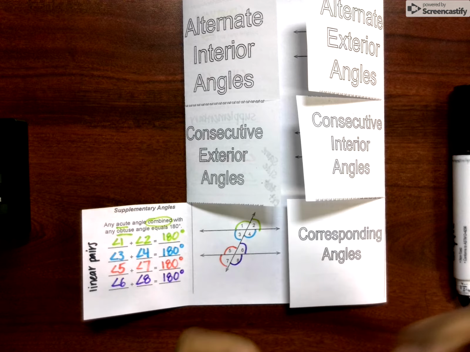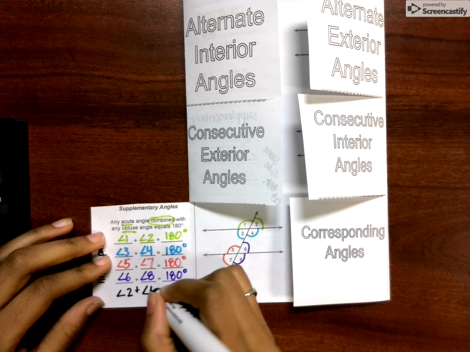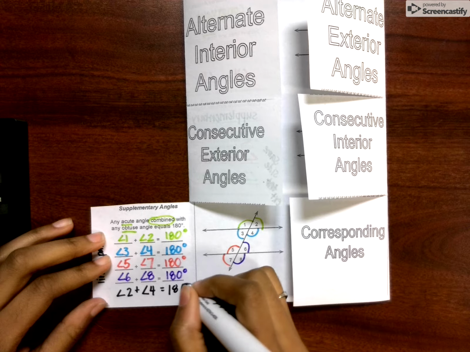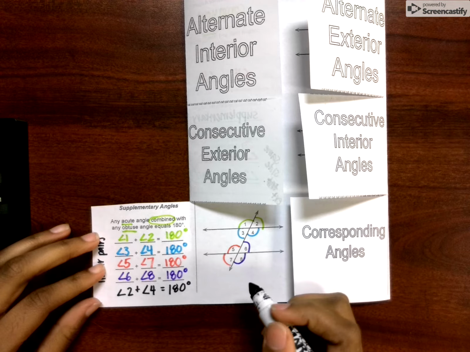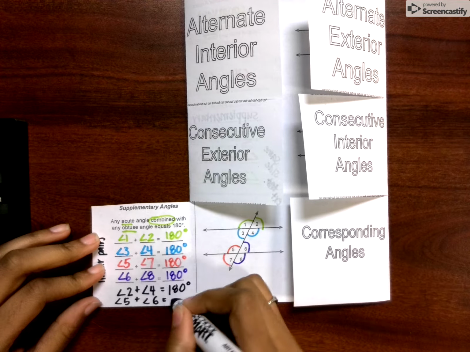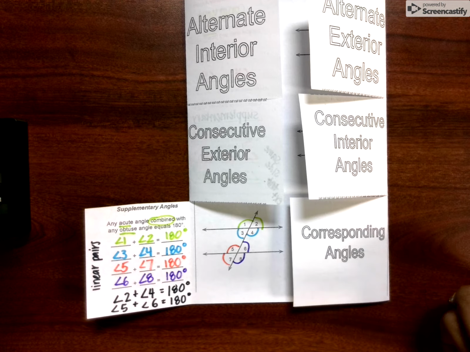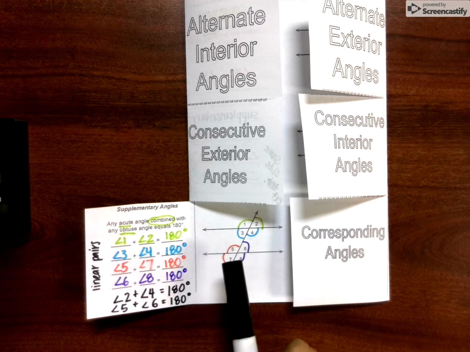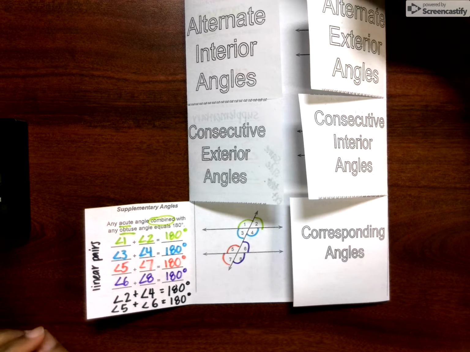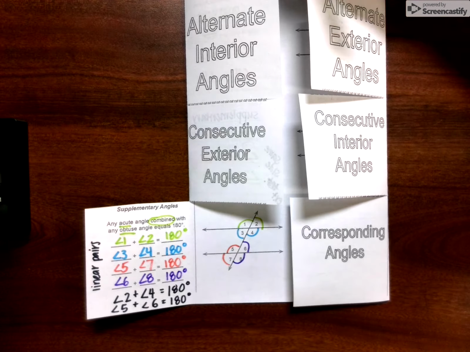You could even do, if you wanted to, angle 2 plus angle 4. That would total up to be 180. And you could do angle 5 plus angle 6. It's all in how you pick it. But for those linear pairs, they're going to be right next to each other. And basically, they create a straight line. So let's look at corresponding angles. And then vertical angles will be the last step in regards to our angle relationships.